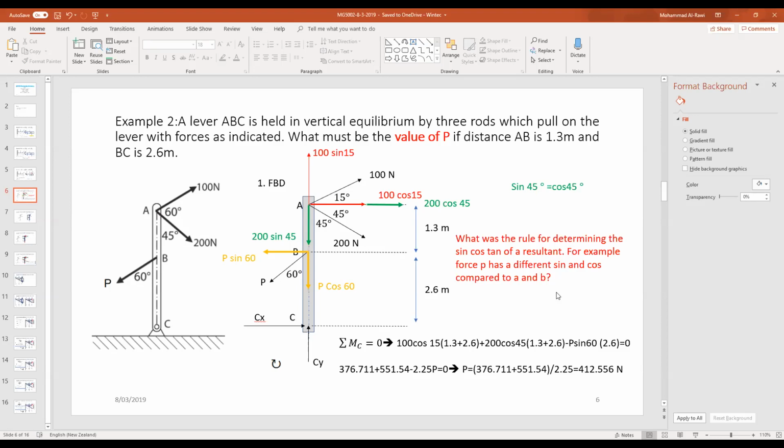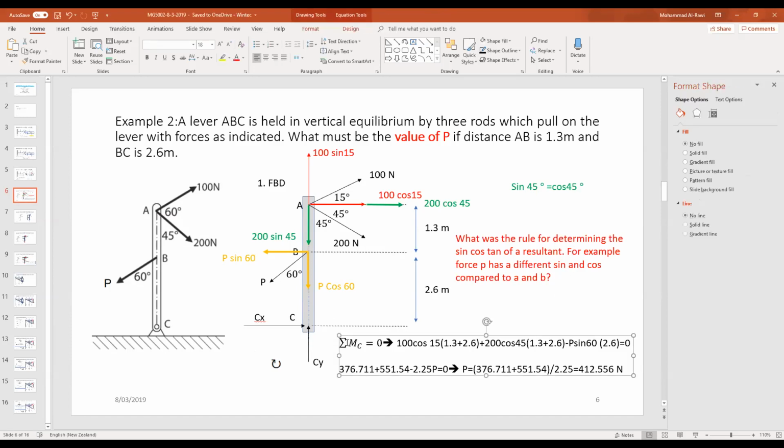Cool. Perfect. So this is another question which is showing you different ways. Again, it's showing you that when you use the moment around the points, that's what we call non-concurrent forces. If you see in this question, we didn't use summation of forces in the X and Y direction.